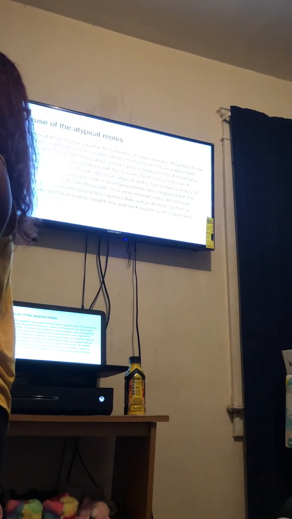Causes of the atypical moles. Heredity appears to play a part in the formation of atypical moles. They tend to run in families, especially in Caucasians. About 2 to 8% of Caucasians have these moles. Those who have atypical moles plus a family history of melanoma, 2 or more close blood relatives with the disease, have a very high risk of developing melanoma.